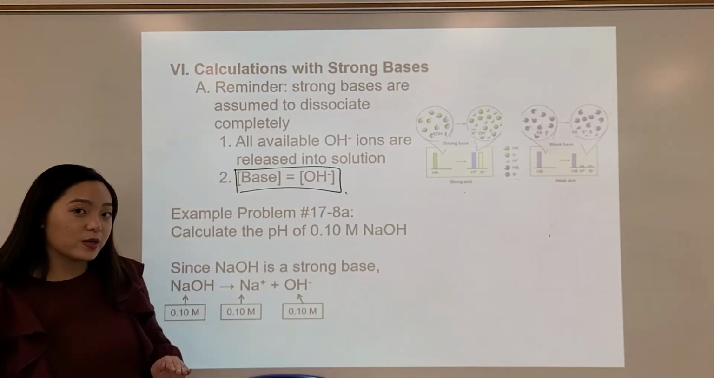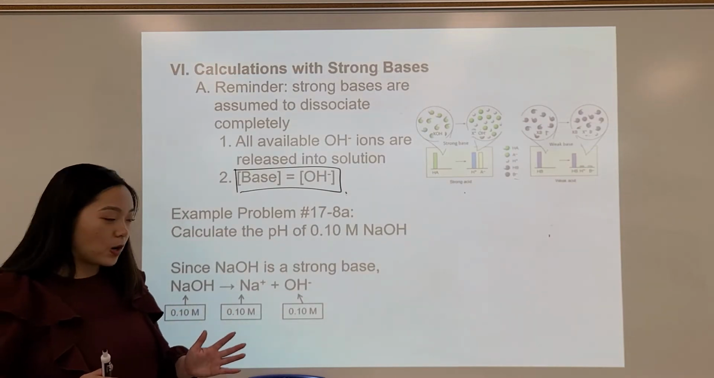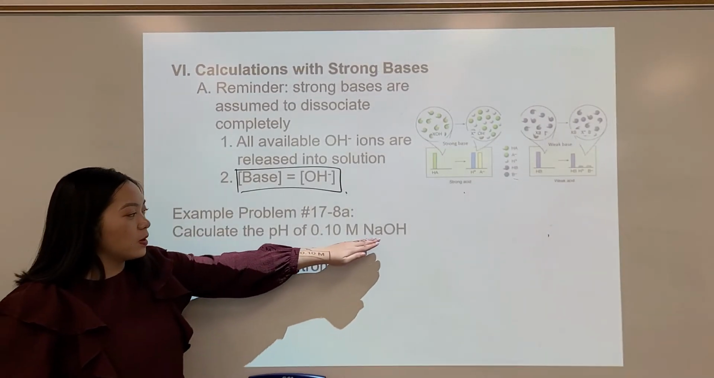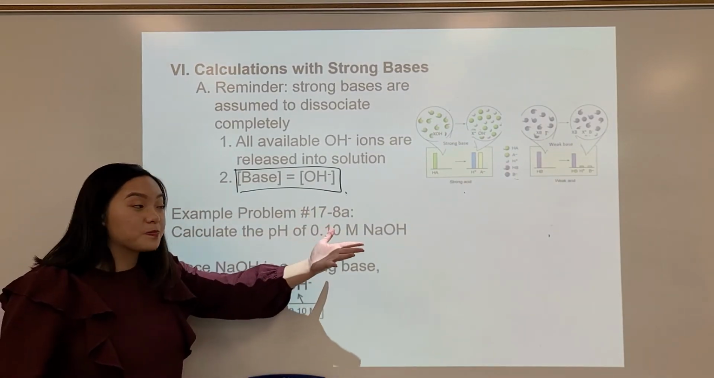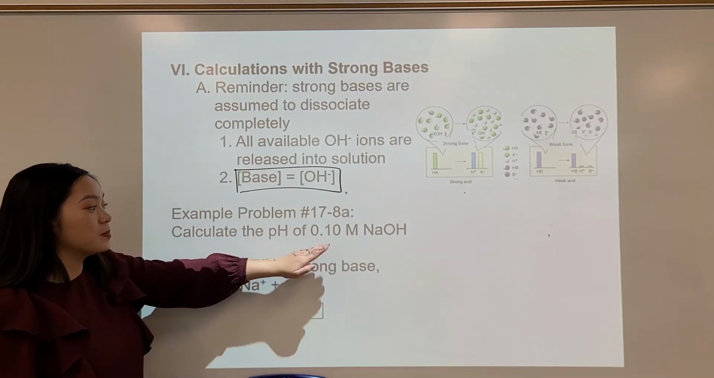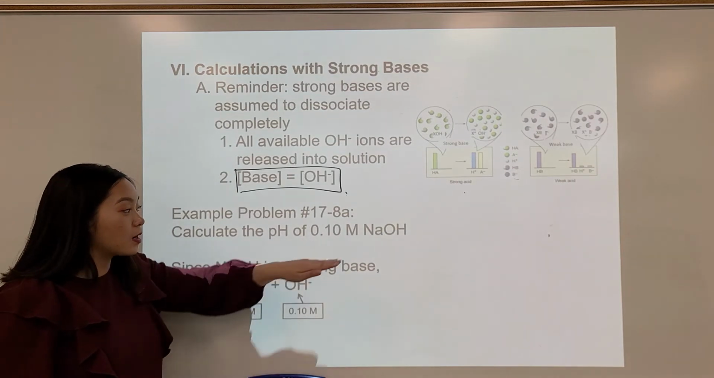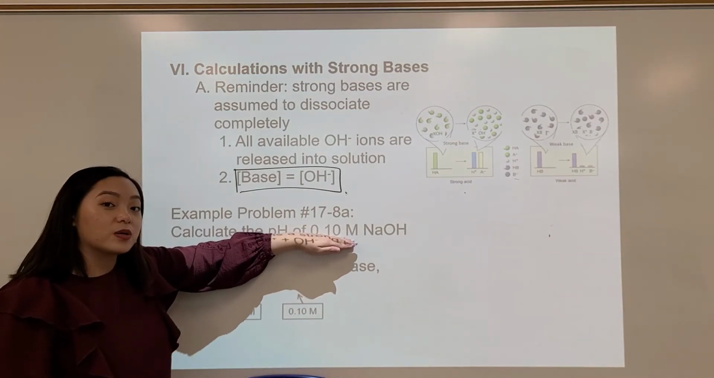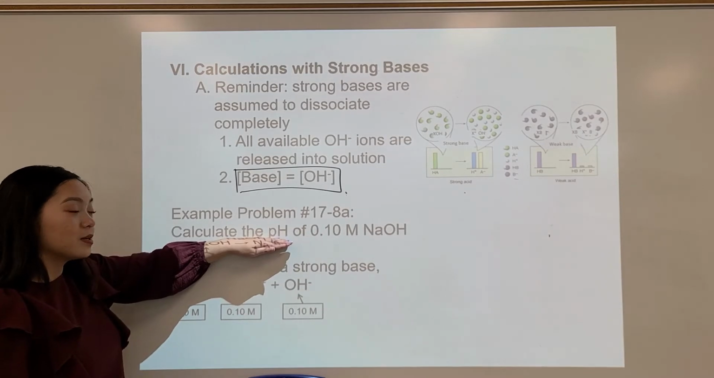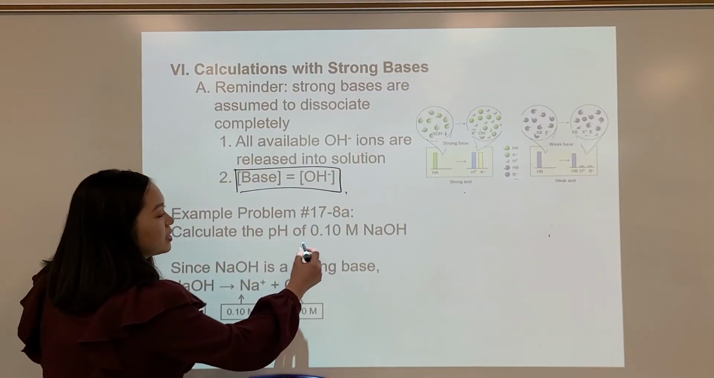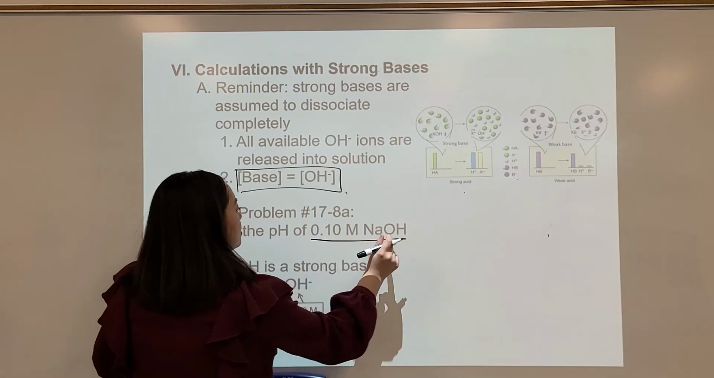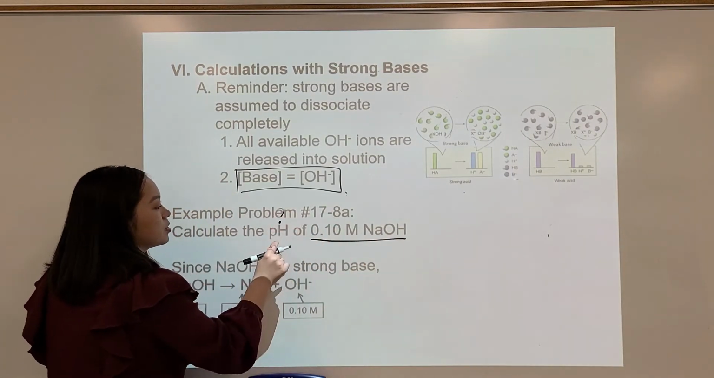Now, this is where students go wrong. They think, oh hey, look, it's a strong base, I just need to take the negative log of that number and I'm done. But no, you're not. Because when you take the negative log of this number here, you are not finding the pH, you are finding the pOH. That's why it's always a good idea, right, to identify what's given, and then also make sure you know what it is that you're looking for.